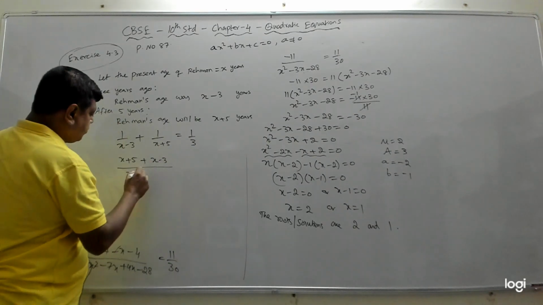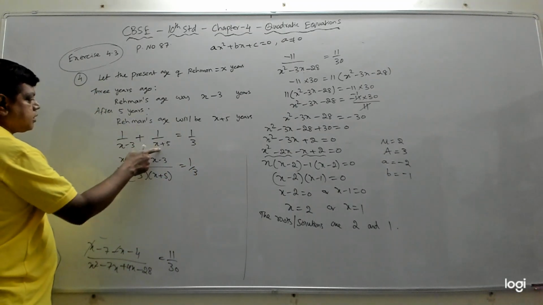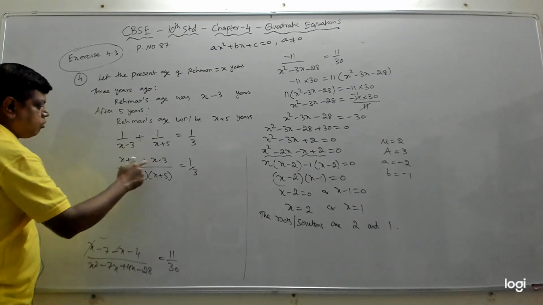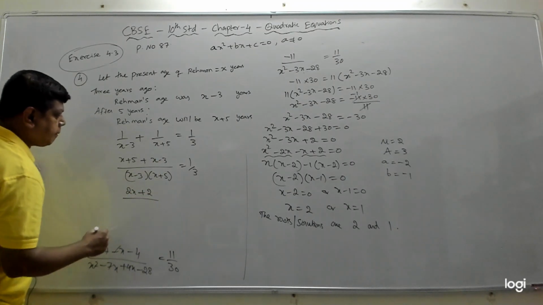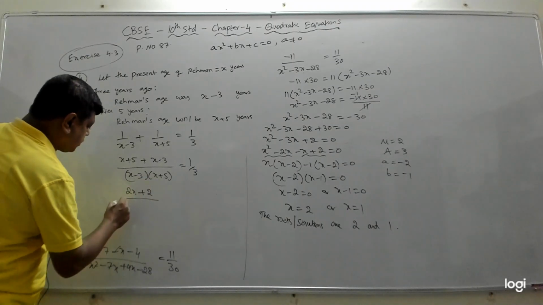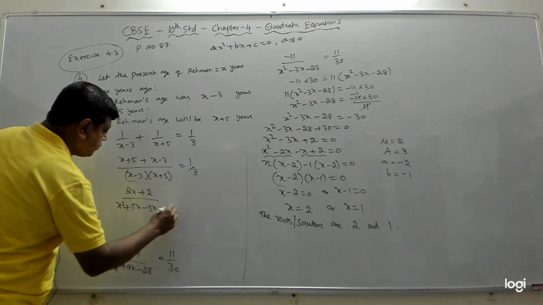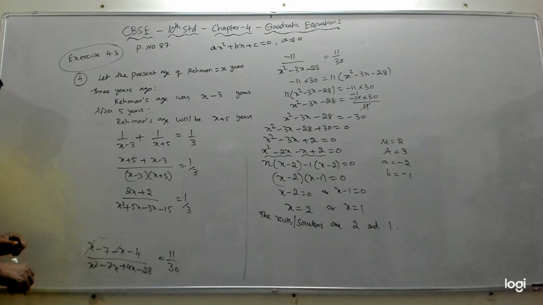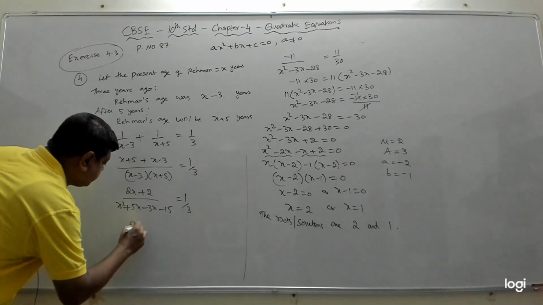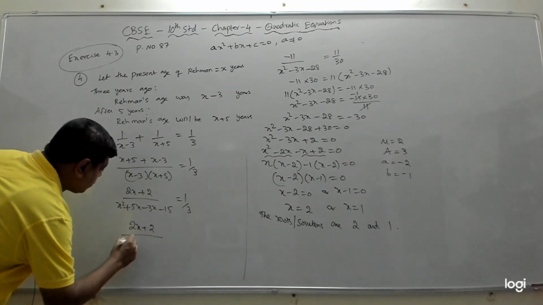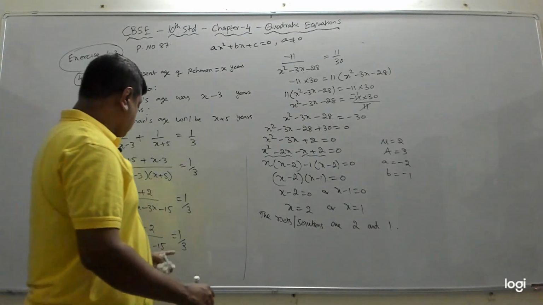Over x minus 3 into x plus 5, that is equal to 1 by 3. So this into this plus this into this, by this into this. Now here what do we get? x plus x is 2x, 5 minus 3 is plus 2, by, if you multiply this, x into x is x square, x into 5 is plus 5x, minus 3 into x is minus 3x, minus 3 into 5 is minus 15, equal to 1 by 3. So now if we simplify further, we get 2x plus 2 by x square plus 2x minus 15 equal to 1 by 3. Now we will cross multiply this.